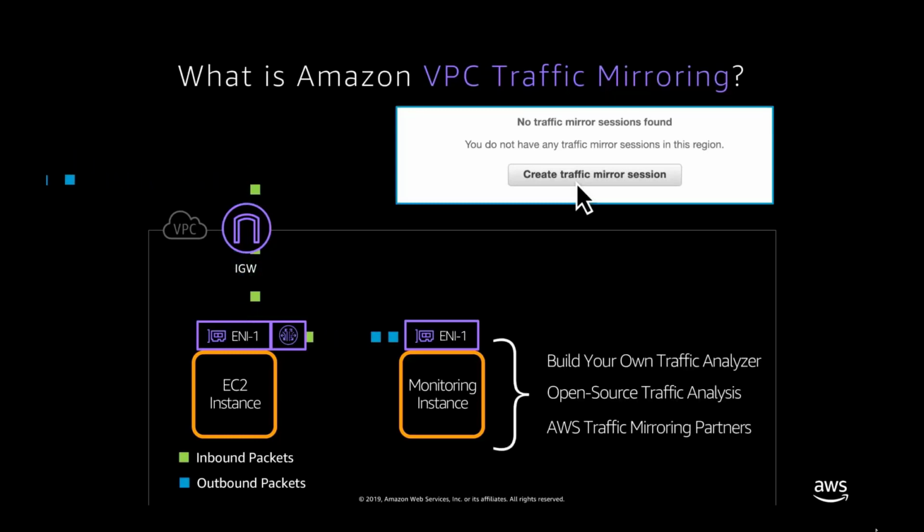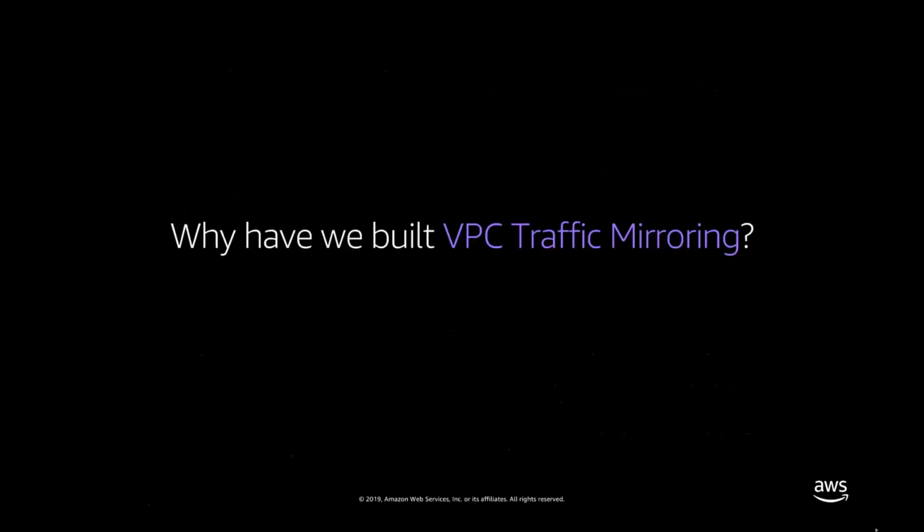Now, what kind of monitoring instance can you use? You can essentially use your own analyzer. You can build that. You can use open source traffic analyzers like Zeek and Suricata, or you could use several partners from AWS Marketplace. We have around 20 partners at this point who either will have very shortly or already have an appliance on our AWS Marketplace, so that you can just use their solution right off the bat with a single click.